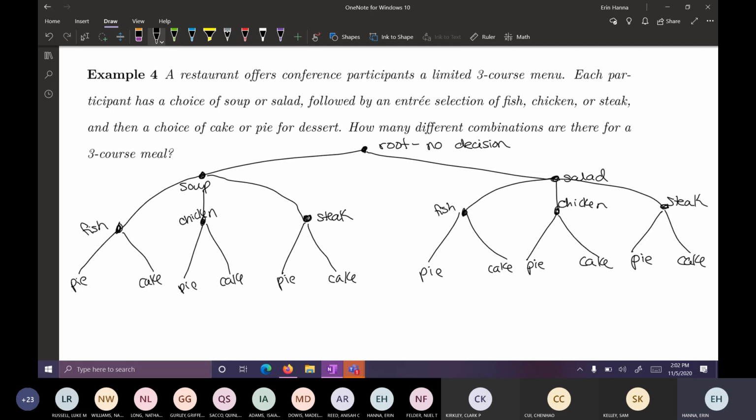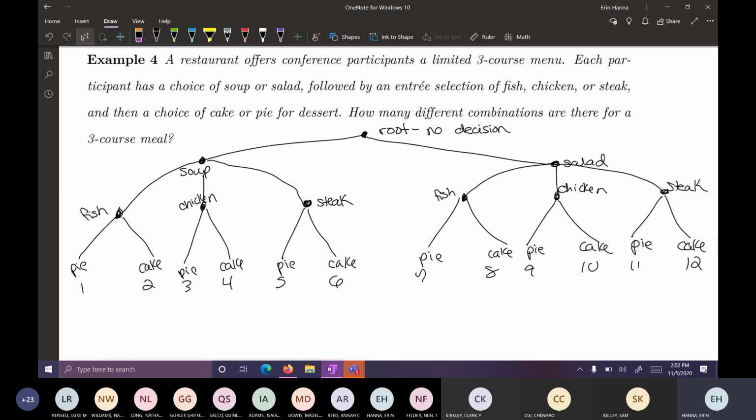So how many choices do we have? Well, if we count them all, we've got 1, 2, 3, 4, 5, 6, 7, 8, 9, 10, 11, 12. So we've got 12 choices. Of course, we don't always want to have to draw it out and count them up, because that's going to be really tedious really fast. But if we think about it in terms of this multiplication principle, we have 3 choices to make.